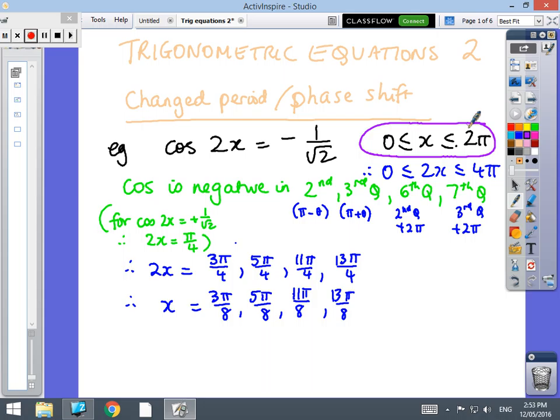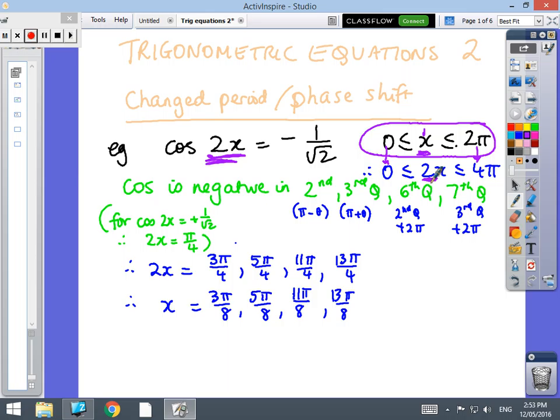And the first thing I do is I have 2x, I don't have 1x. So if I want to put 2x, that means I'm going to double x. So I'm going to double 0 and I'm going to double 2 pi. So even though x is between 0 and 2 pi, 2x is between 0 and 4 pi.